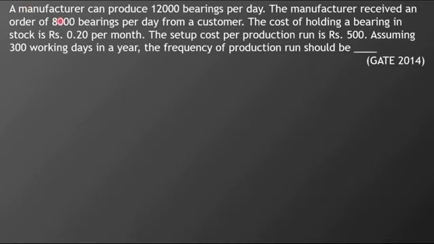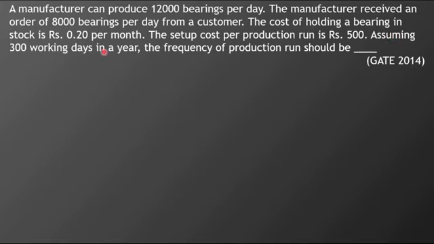A manufacturer can produce 12,000 bearings per day. That is the production rate, 12,000 bearings per day. The manufacturer received an order of 8,000 bearings per day from a customer. So it is the current demand rate, that is 8,000 bearings per day. The cost of holding a bearing in stock is rupees 0.2 per month. The setup cost per production run is 500.